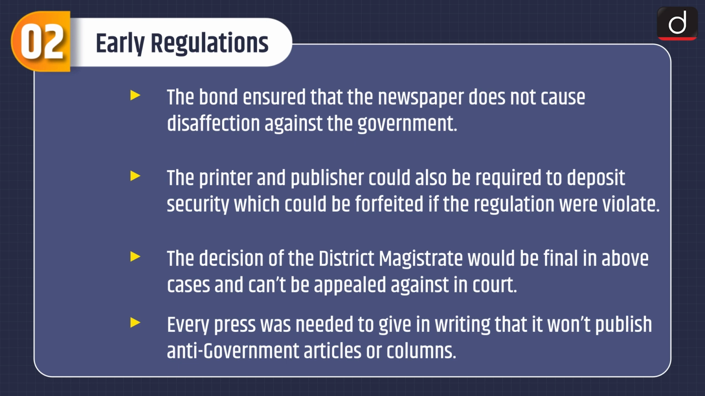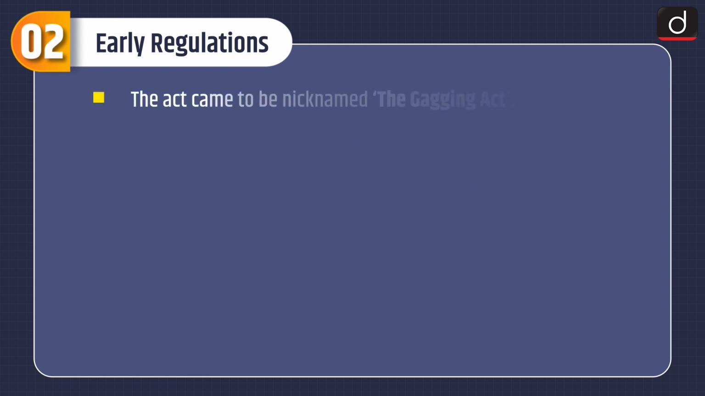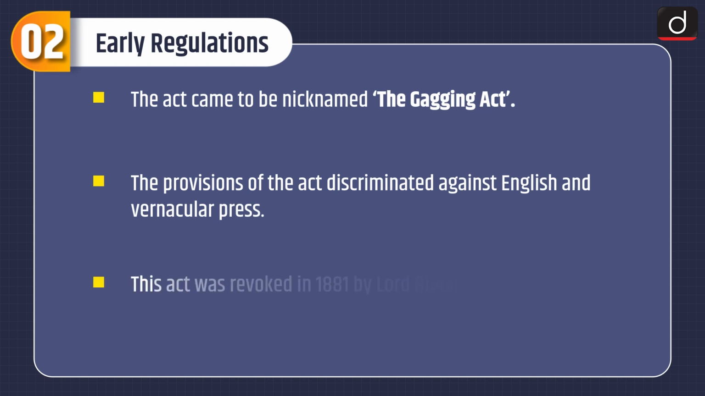The printer and publisher could also be required to deposit security which could be forfeited if the regulation were violated. The decision of the district magistrate would be final in above cases and can't be appealed against in court. Every press was needed to give in writing that it won't publish anti-government articles or columns. The act came to be nicknamed the Gagging Act. The provisions of the act discriminated against English and vernacular press. This act was revoked in 1881 by Lord Ripon.